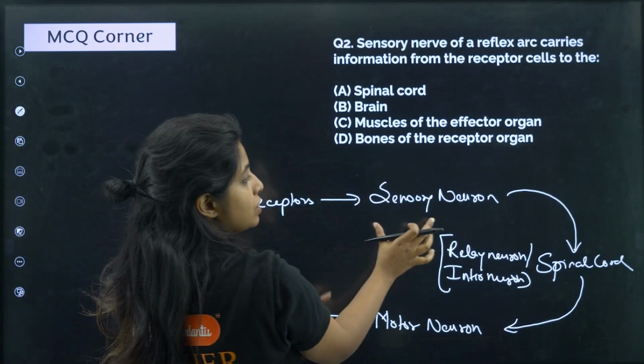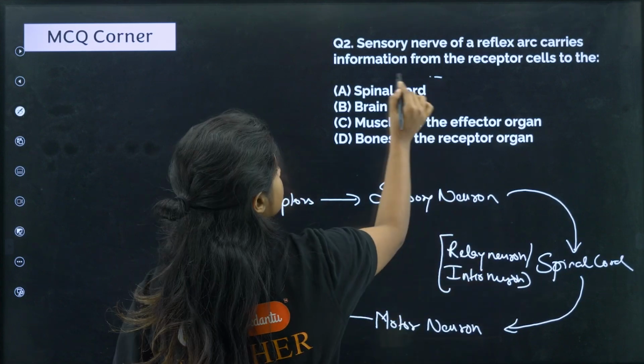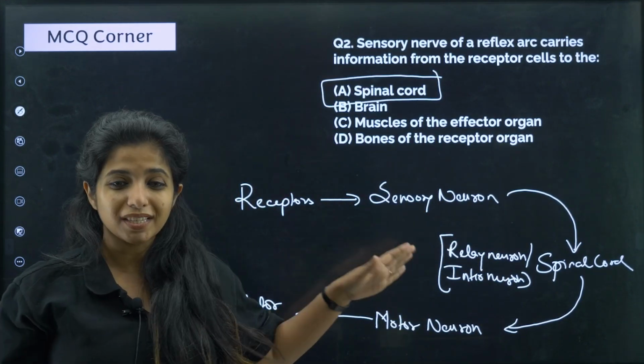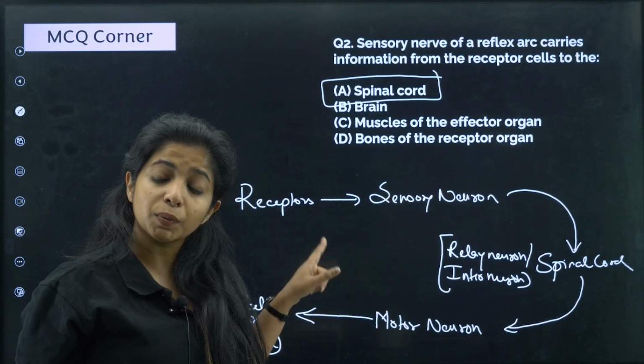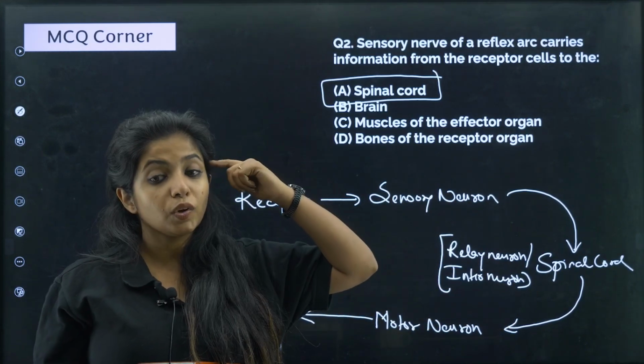So sensory nerves of a reflex arc carries information from the receptors to what, children? The spinal cord. Isn't it sent to the brain also? The information is sent to the brain, but the reflex action is done with the help of the spinal cord itself. Because if you are going to involve brain over here, that means you are going to involve thinking.